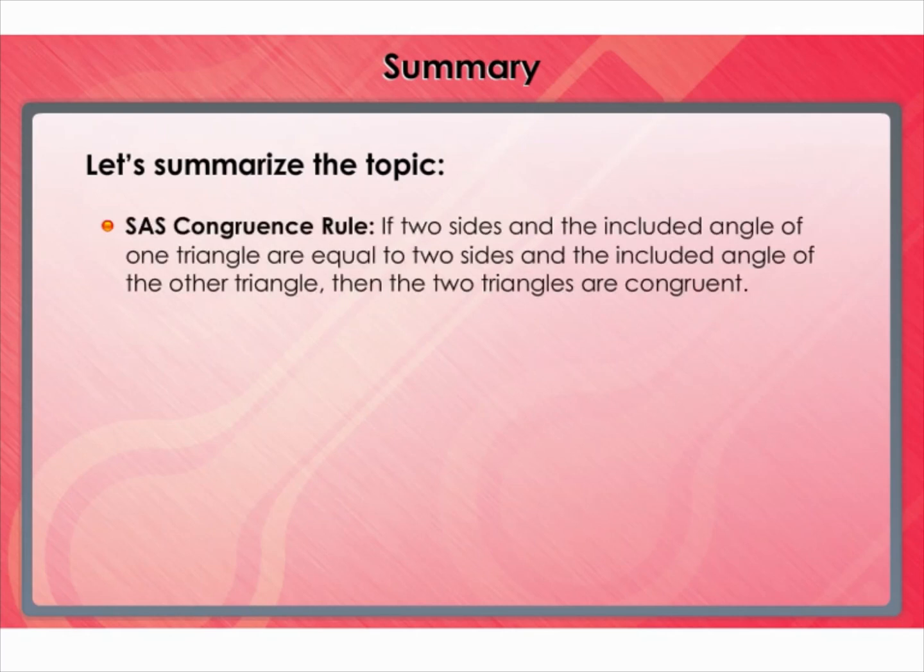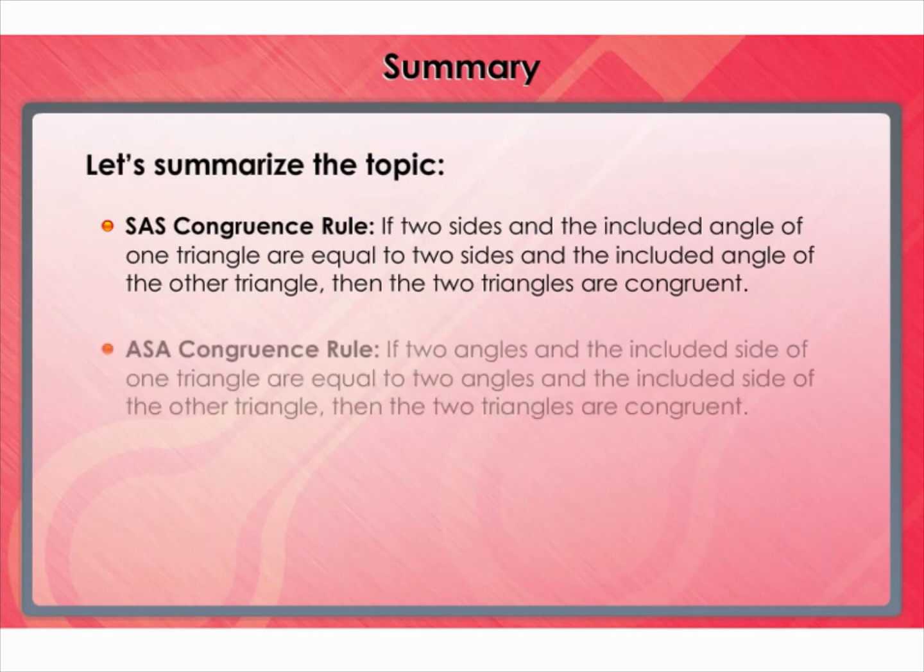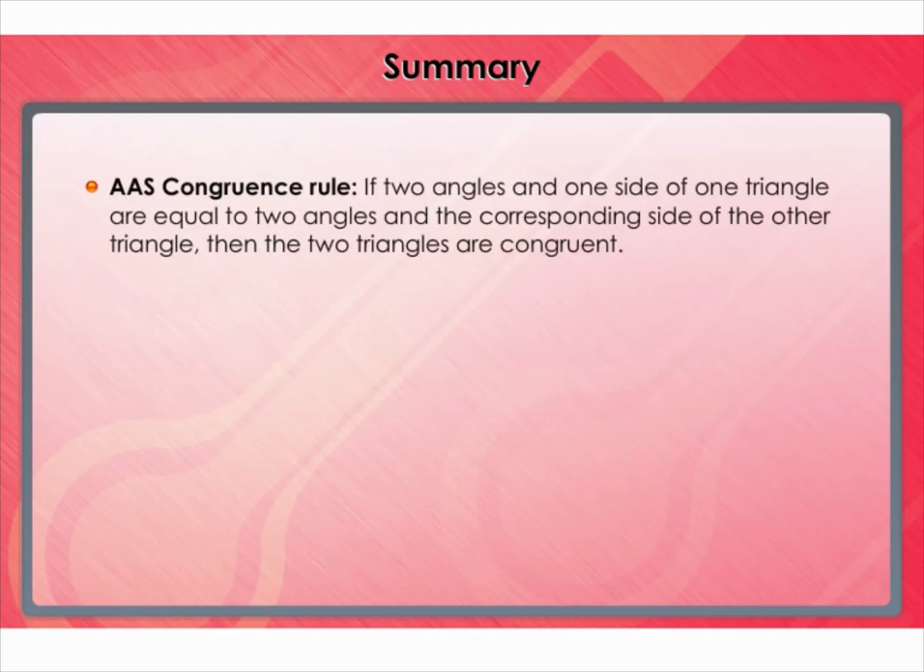SAS Congruence Rule. If two sides and the included angle of one triangle are equal to two sides and the included angle of the other triangle, then the two triangles are congruent. ASA Congruence Rule. If two angles and the included side of one triangle are equal to two angles and the included side of the other triangle, then the two triangles are congruent. AAS Congruence Rule. If two angles and one side of one triangle are equal to two angles and the corresponding side of the other triangle, then the two triangles are congruent.